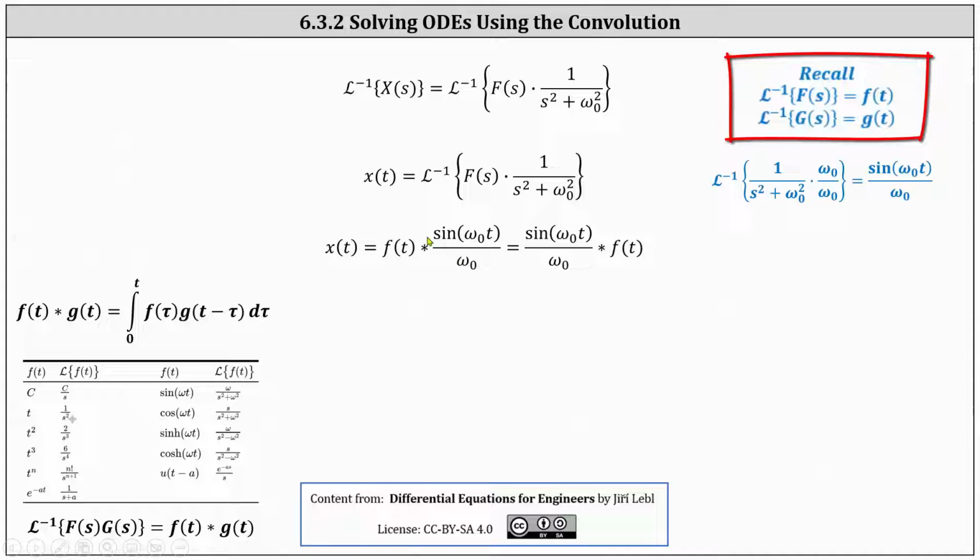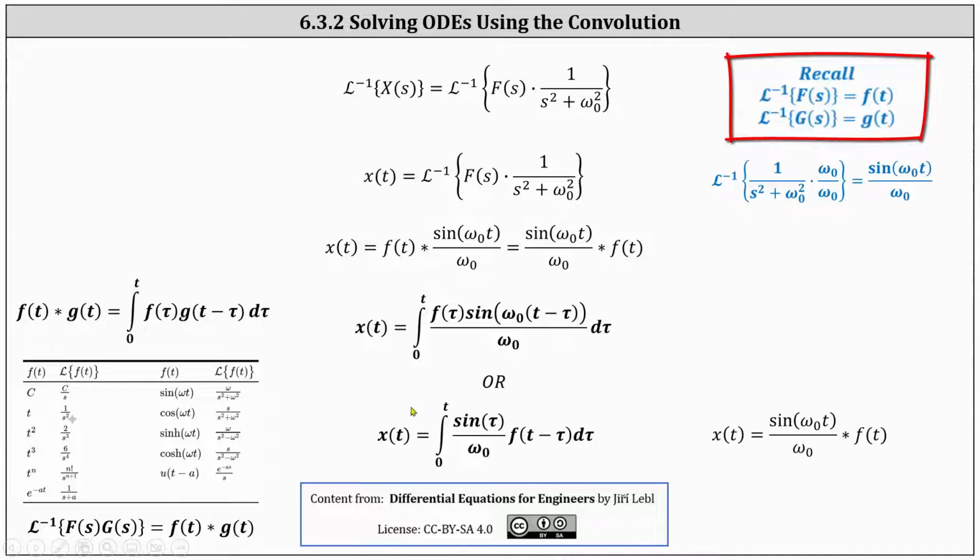Using the first order of the convolution, applying the definition, we have x of t equals the integral from 0 to t of f of tau times sine of omega sub 0 times the difference of t and tau, divided by omega sub 0, d tau. Or if we change the order of the convolution, we can write x of t equals the integral from 0 to t of sine of omega sub 0 tau divided by omega sub 0 times f of the quantity t minus tau d tau. Again, the second integral comes from using the convolution in the order shown here on the right.